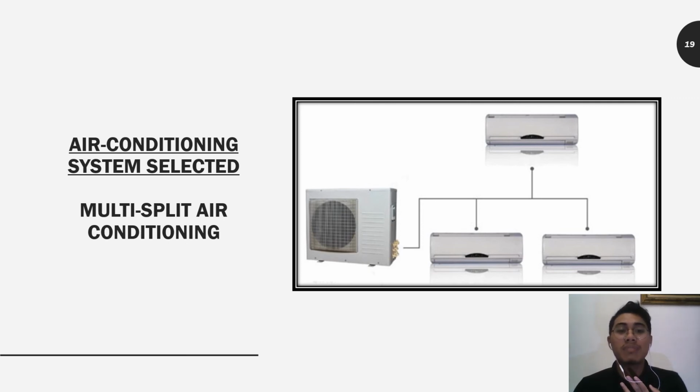For single split air conditioning, for one air conditioner we need one outdoor unit. But for this, when we put in as many air conditioners as we want, we just use one outdoor unit. Another reason for choosing multi-split air conditioning is that it has various types of design, for example ceiling air conditioning and floor air conditioning, and moreover.